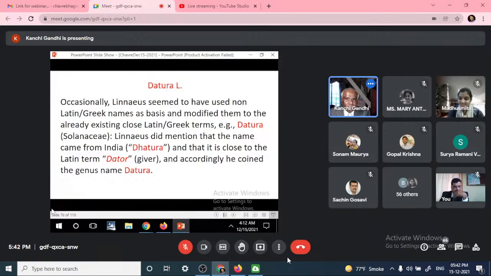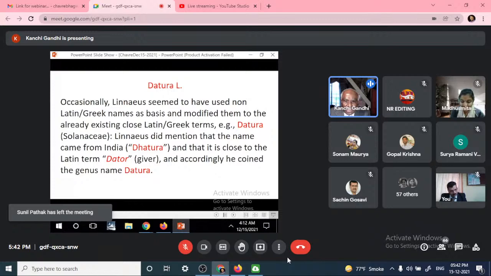in the 1500s. Tantura is a Sanskrit name. Linnaeus used Tantura, even though he knew quite well that the basis for this name is from India. He made a little twist and said the Latin term dator means giver, and that something from this plant is useful for some medical health purpose. So for that reason, he said he was giving the name Tantura. He slightly altered the Sanskrit name, Tantura with a DH. He deleted the H and made a connection to the Latin dator.